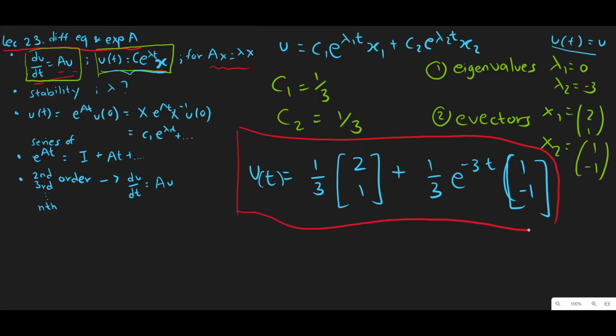The solution of this equation, du over dt equals Au, is equal to this u(t). Now remember that u(t) here is actually u1 and u2. Okay, yes, so I think that's it for the first part.